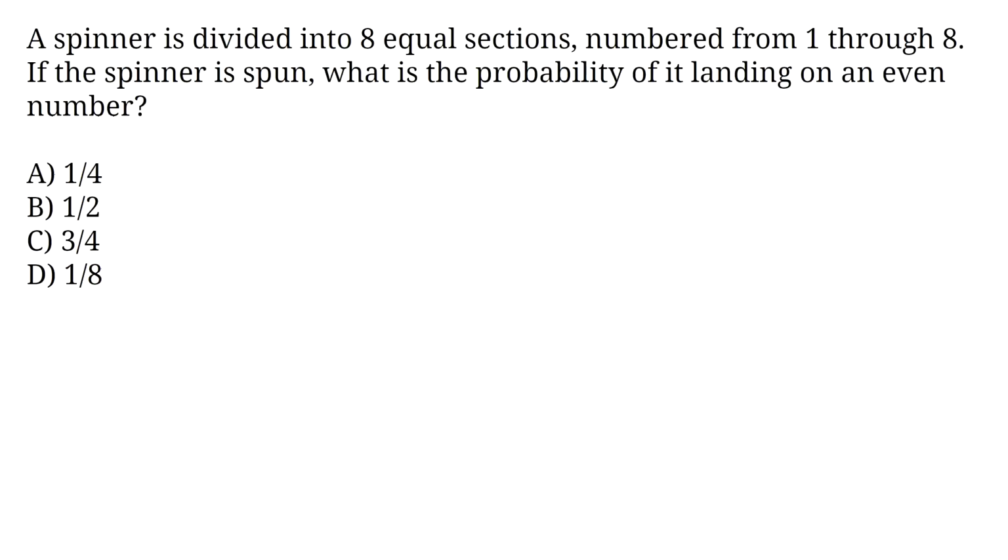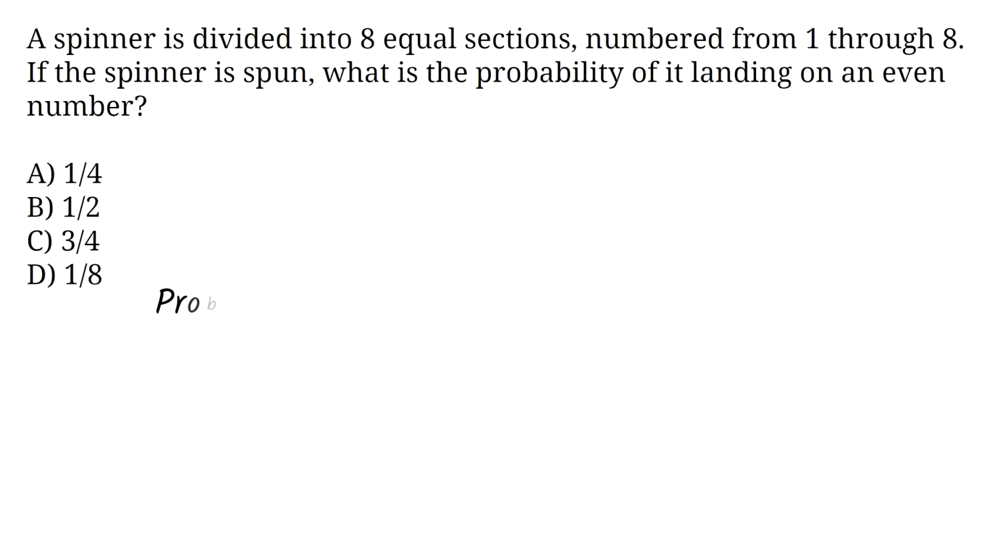A spinner is divided into 8 equal sections, numbered from 1 through 8. If the spinner is spun, what is the probability of it landing on an even number? A. 1/4. B. 1/2. C. 3/4. D. 1/8. To pass the GED, you must be familiar with solving probability questions.